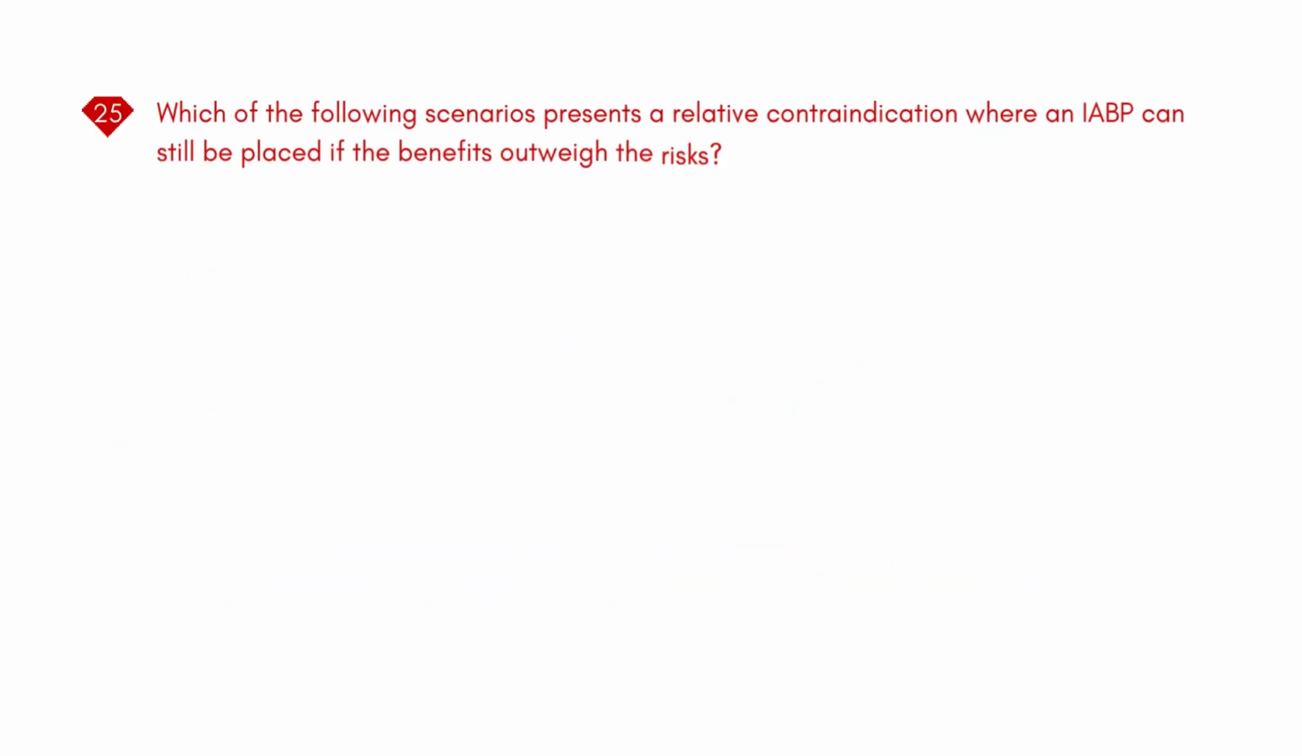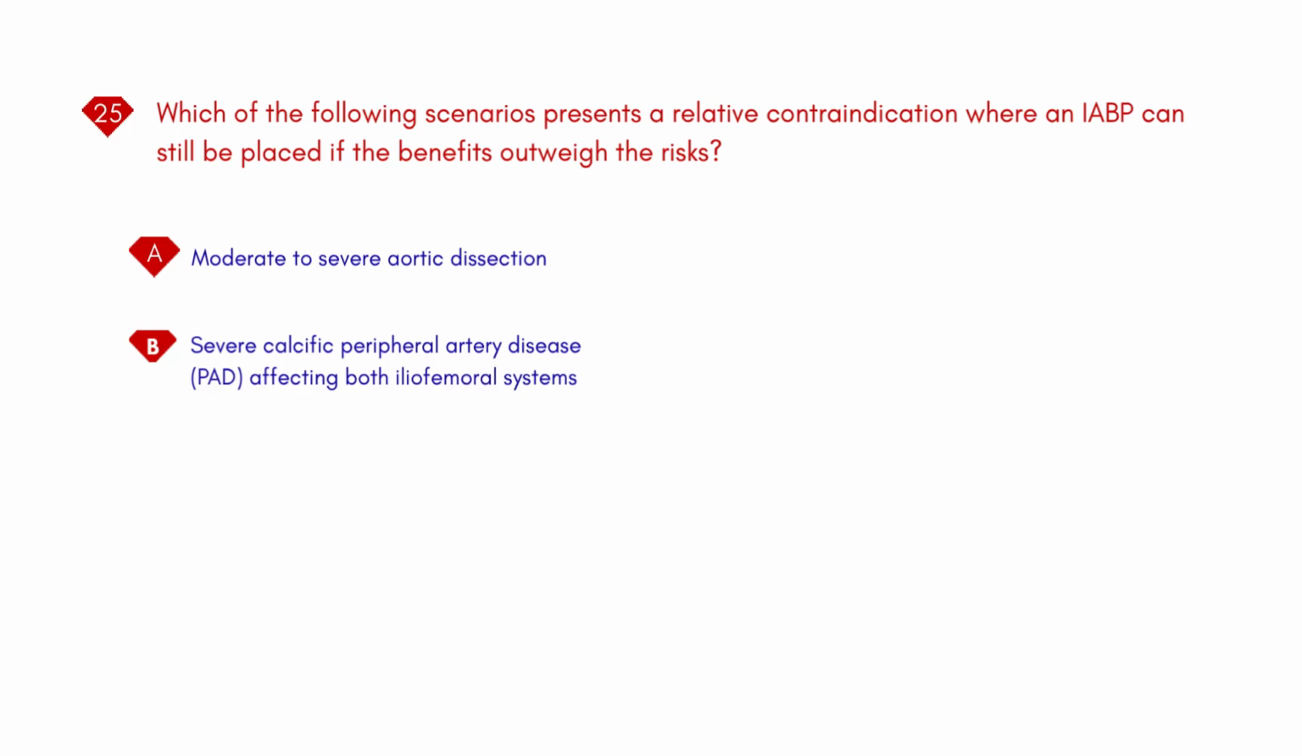Which of the following scenarios presents a relative contraindication where an IABP can still be placed if the benefits outweigh the risks? A. Moderate to severe aortic dissection. B. Severe calcific peripheral artery disease, PAD, affecting both iliofemoral systems. C. Severe aortic valve insufficiency. D. A mobile thrombus in the ascending aorta.